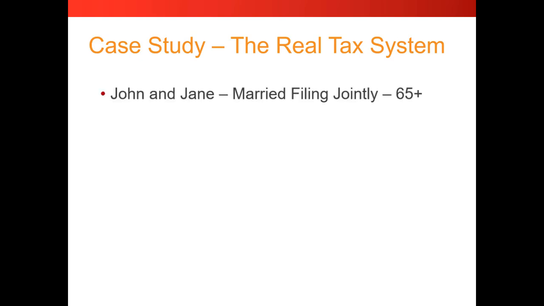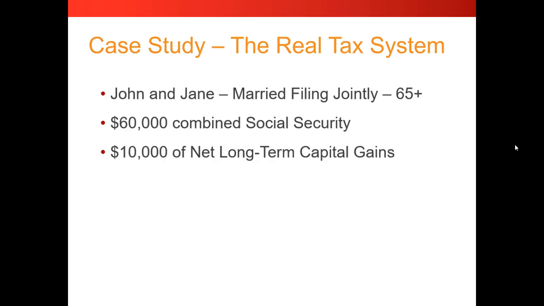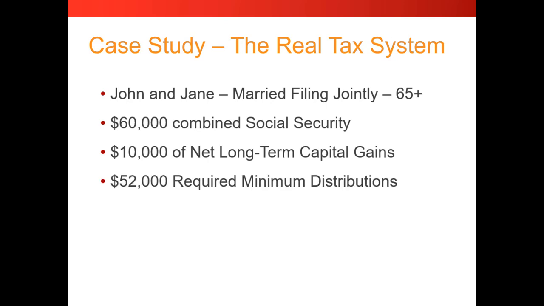So John and Jane are married filing jointly, and they're both over 65. They have $60,000 of combined Social Security benefits, $10,000 of net long-term capital gains, and $52,000 that's coming out of their IRAs.